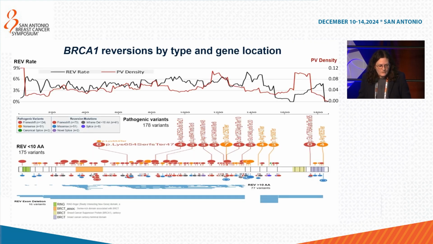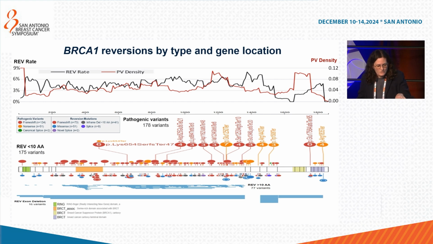This is a complicated slide, so I'm going to walk you through it closely. At the top, we have the rates of reversion, that's the black line, and the red line is the density of the pathogenic variants. Below that, for BRCA1, we have 198 pathogenic variants that are reverted, and they have different types of reversions. The pathogenic variants are on the left, the types of reversions you can see on the right, and this is the plot showing the density and what types of pathogenic variants you have below.